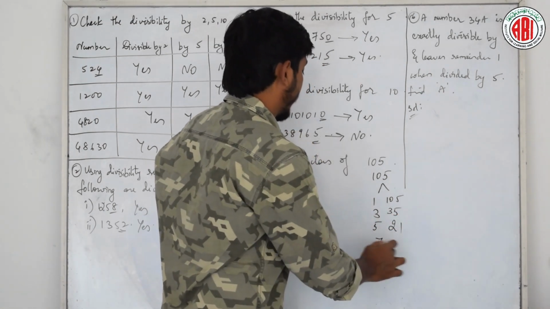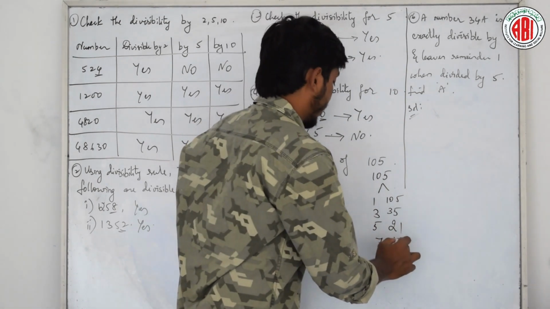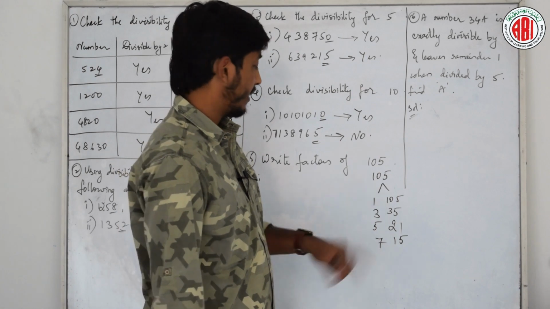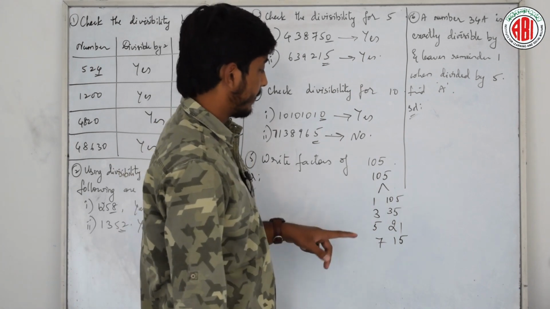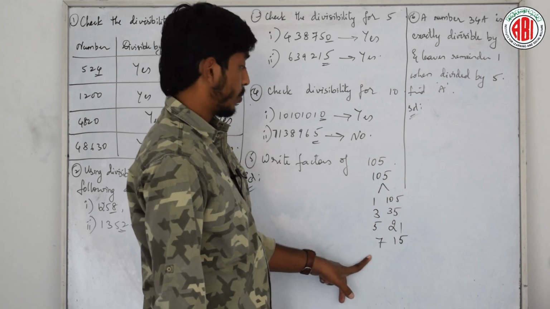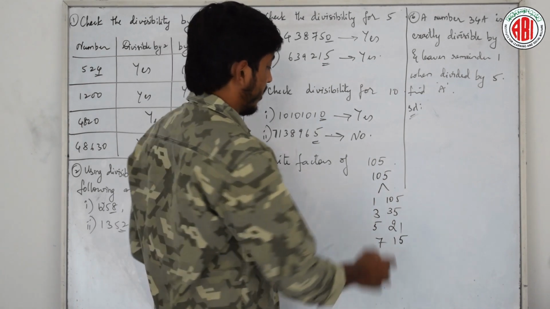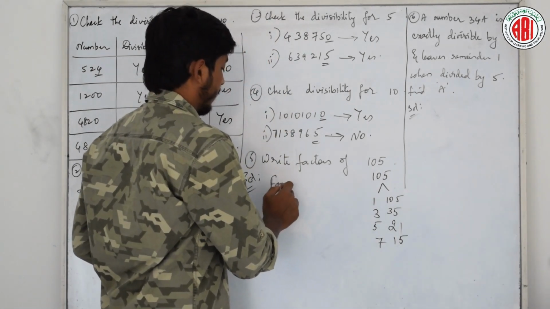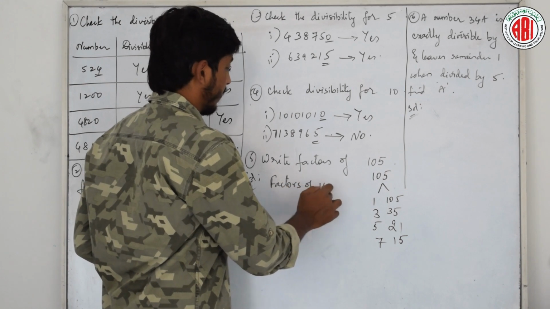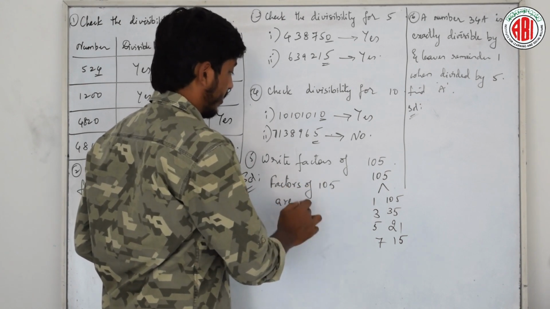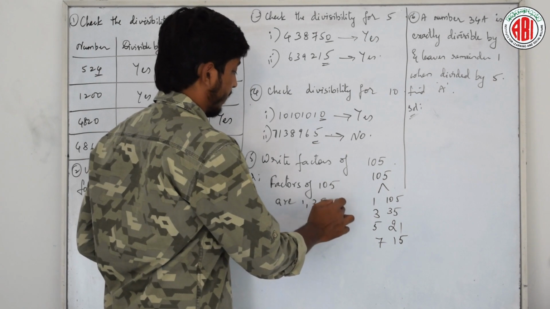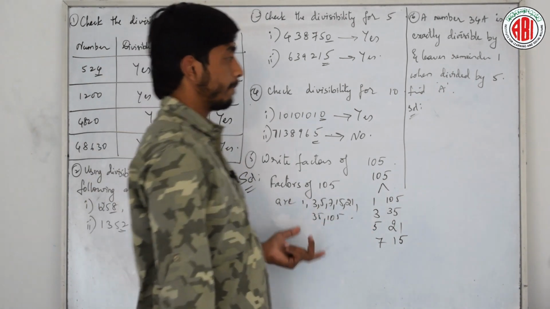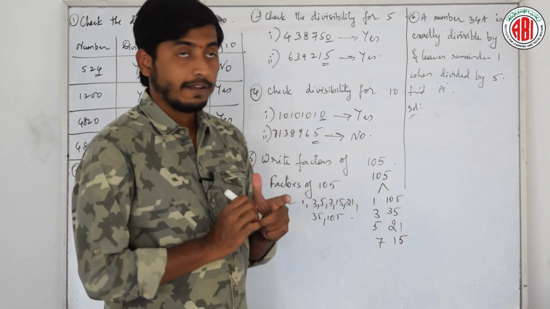Next 7, tell me. 7 into 15. Still 9, will it go in the 9 table? 9 tens are 90? No. The next, tell me, 12, 15? No. These are all factors. So, the factors of 105 are 1, 3, 5, 7, 15, 21, 35 and 105. Clear? Did you understand? Fine.